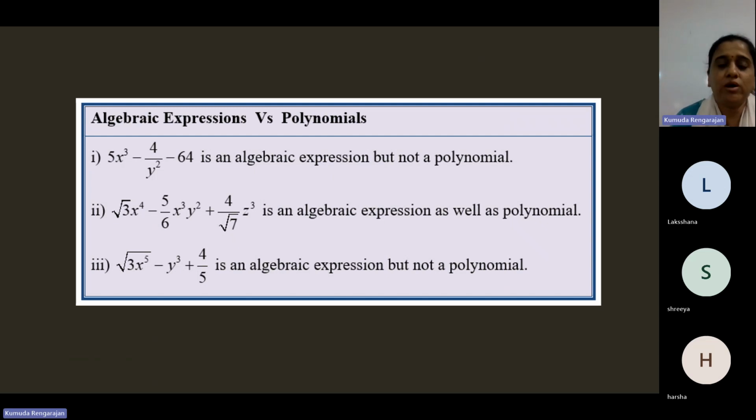So the first one is not a polynomial because y squared when taken up to the numerator is y to the power -2. And the power of y is negative, meaning it's not a whole number. So the first one is an algebraic expression, but not a polynomial. The second one is an algebraic expression as well as a polynomial. The third one is an algebraic expression, but not a polynomial. So am I right or wrong there? Have I made a mistake there or is it right?